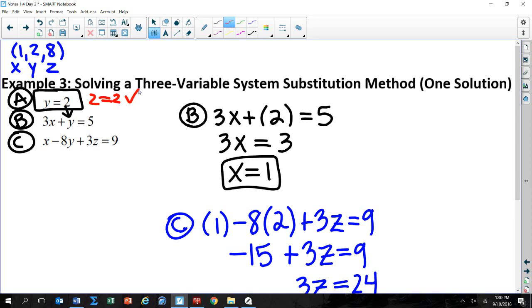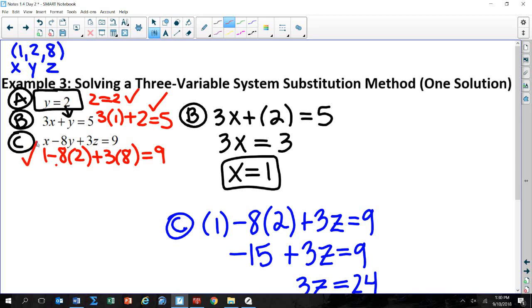Okay? 3x plus y equals 5. 3x, x is 1, plus y is 2, equals 5. 3 plus 2 is 5. Yep, that works. Okay. And this one is 1 minus 8y, which y is 2, plus 3z, z is 8, equals 9. Is that true? 1 minus 16, negative 15, plus 24. What is negative 15 plus 24? The 9? Okay. So we got it right. Any questions about that?